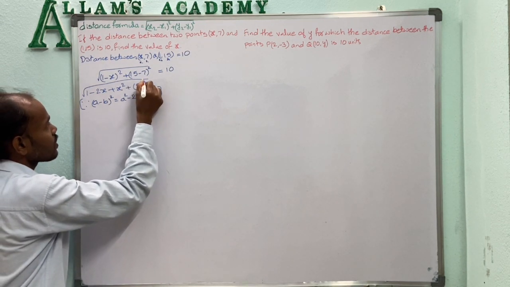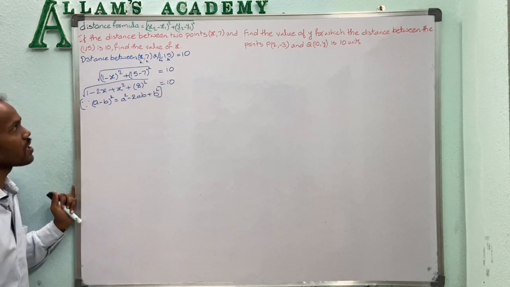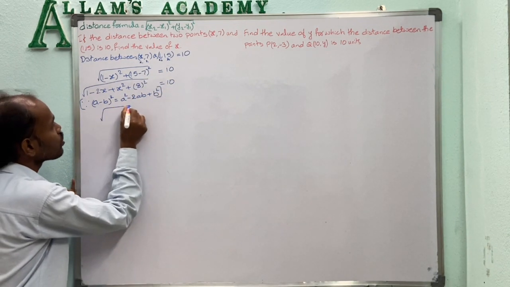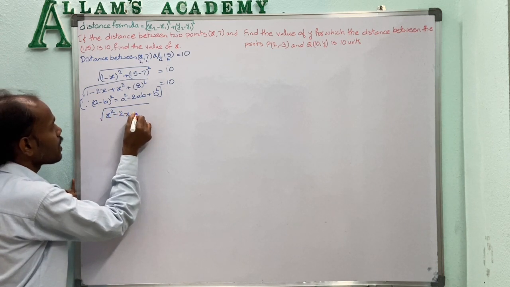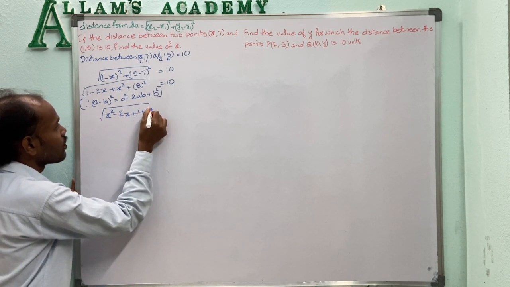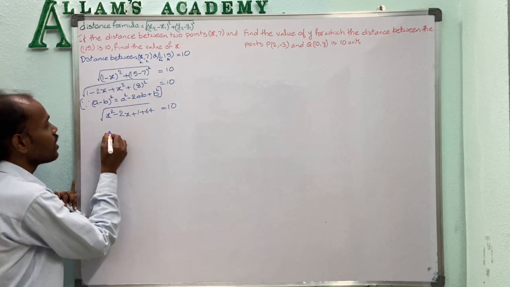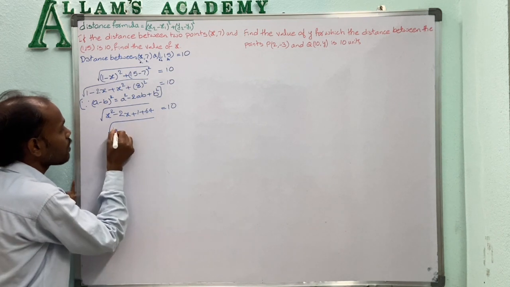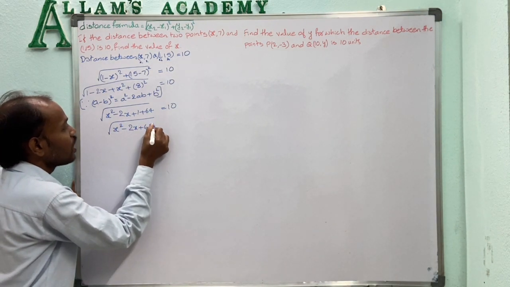So 8 squared is equal to 10. So 8 squared is equal to 64. So under root, x squared minus 2x plus 1 plus 64 is equal to 10. Now 64 plus 1 equals 65. So under root, x squared minus 2x plus 65 is equal to 10.